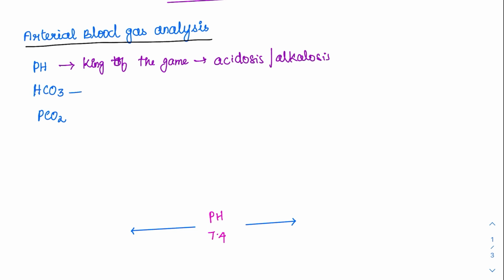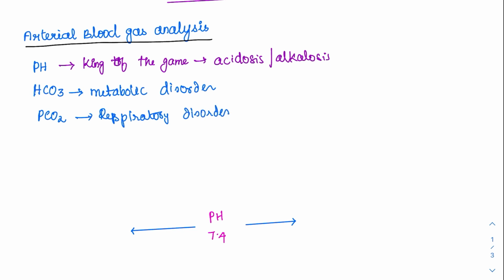Then bicarbonate levels tell about the metabolic disorder. If the bicarbonate levels are high, then it is metabolic alkalosis, because bicarbonate is an alkaline substance. Then coming to the PCO2 level, CO2 is produced and sent out of the body by the respiratory system. So its value indicates the respiratory disorders.